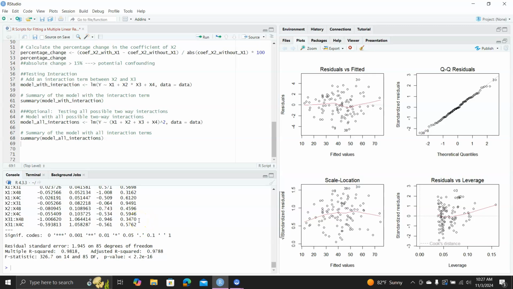Okay. All right. So this is a really basic introduction to how to fit multiple linear regression using R.